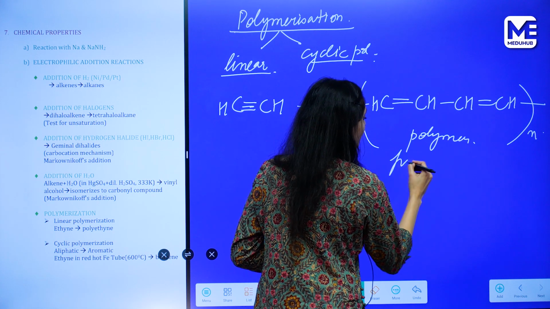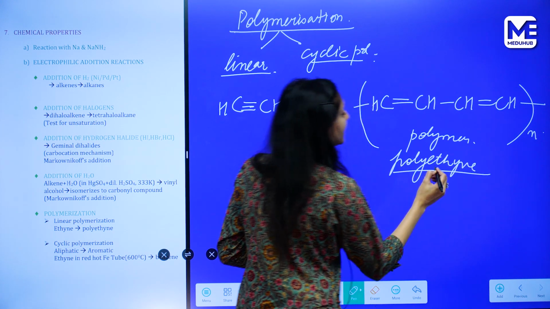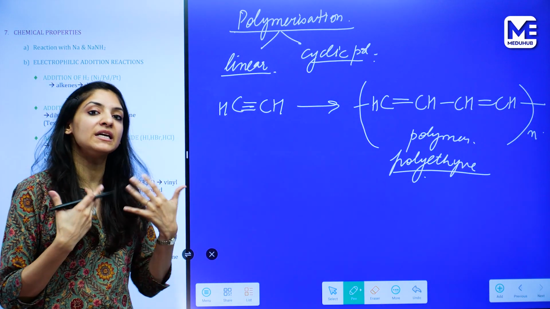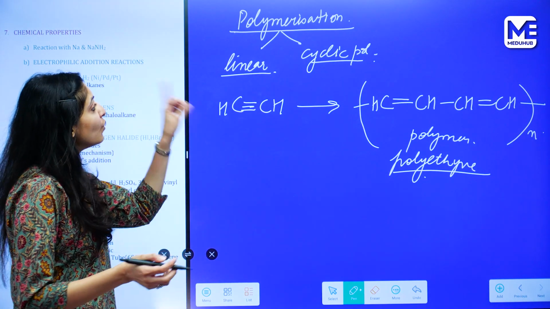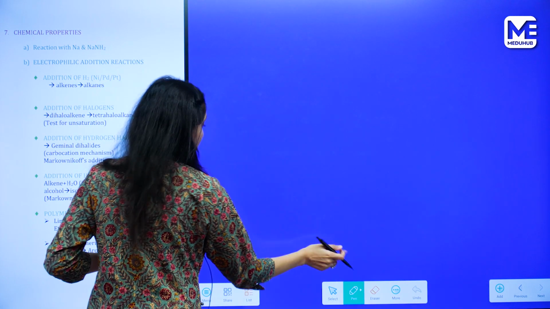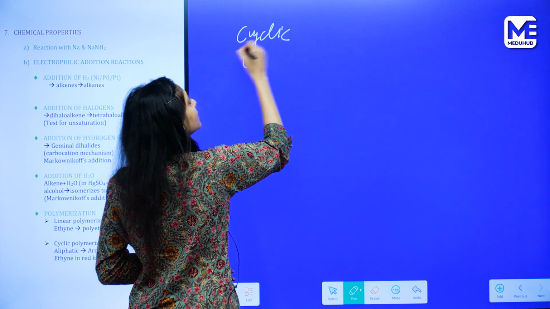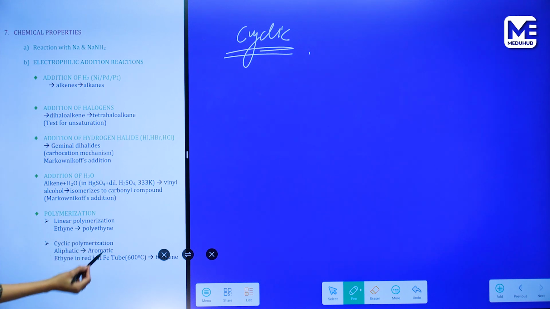which is called polyethylene or polyacetylene. This is a very important polymer, and under suitable conditions, it also conducts electricity. So it is used in electrodes in batteries also. The more important reaction, which is cyclic polymerization, is the reaction of an alkyne when it is passed through a hot iron tube at 873 Kelvin or 600 degrees Celsius.